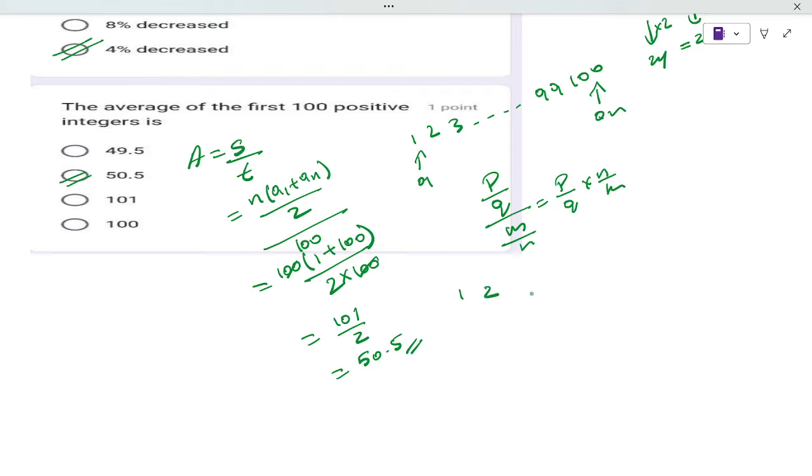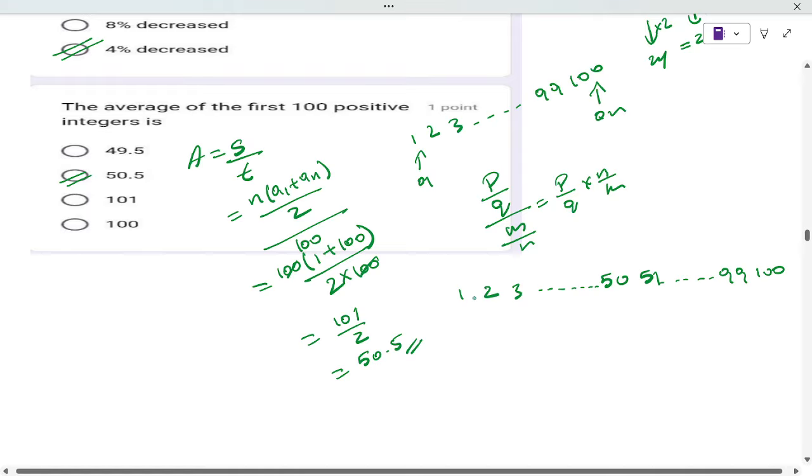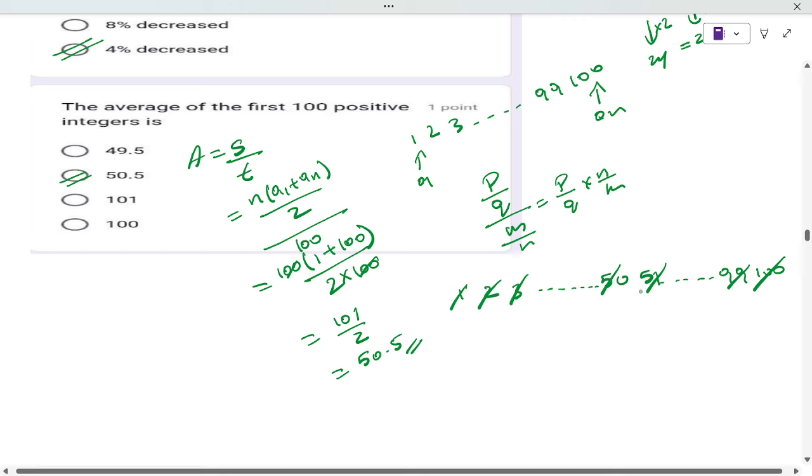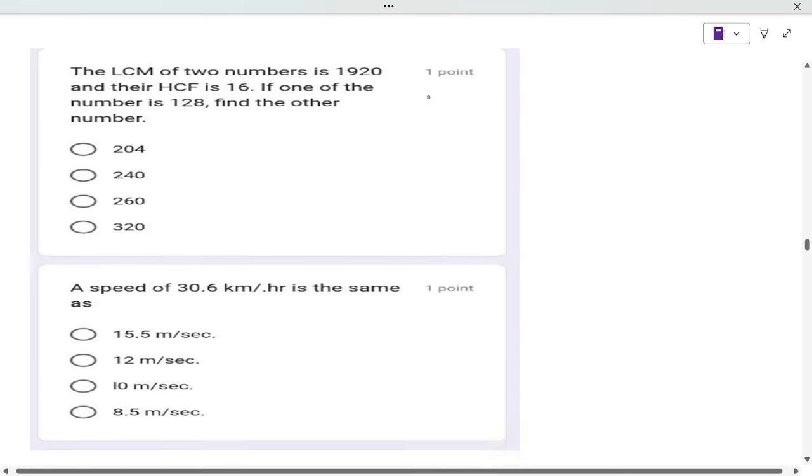1, 2, 3, up to 49, 50, 51, and then 99, 100. Since the difference is the same, a difference of 1, as long as the difference is same, we can apply this. Pair 1 with 100, 2 with 99, 3 with 98, and so on until 50 with 51. That means the middle value is 50.5. So we can say this one also.